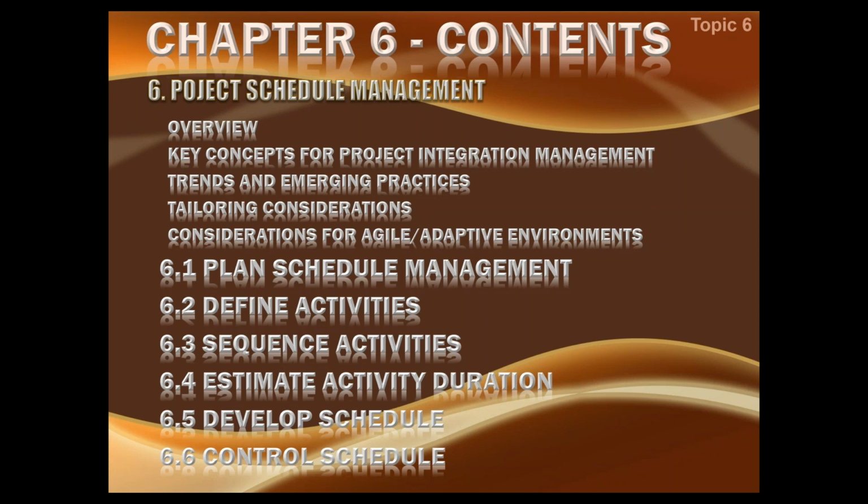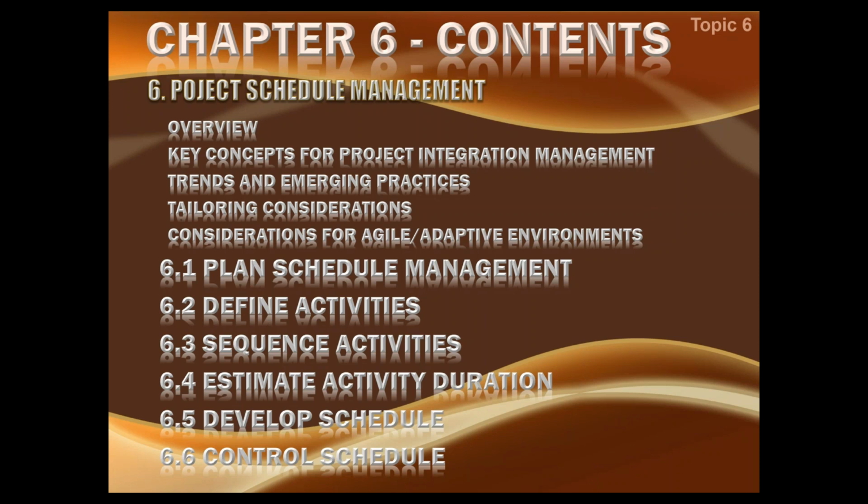Then the next processes will be from 6.2 to 6.5: define activities, sequence activities, estimate activity duration, and develop schedule. All of these 4 processes will be included in planning. So I can easily say that the first 5 processes of schedule management are in planning, and only the last one, control schedule 6.6, is in monitoring and control.